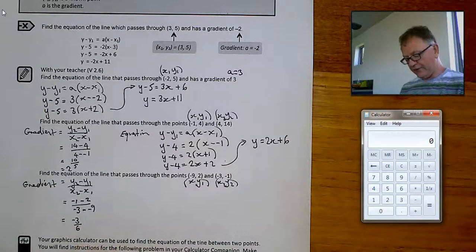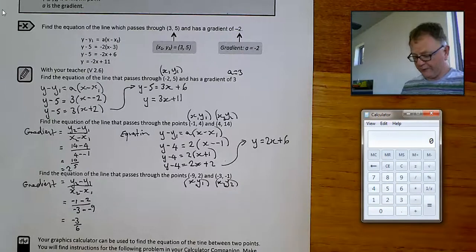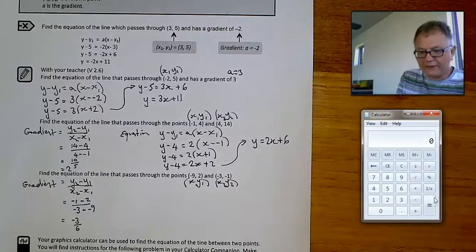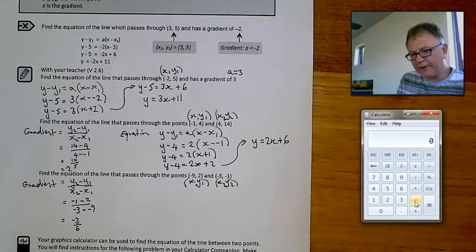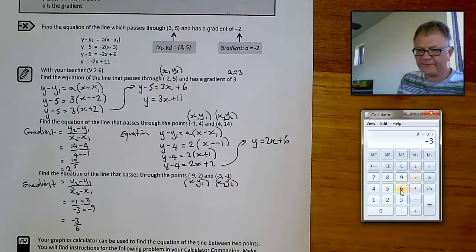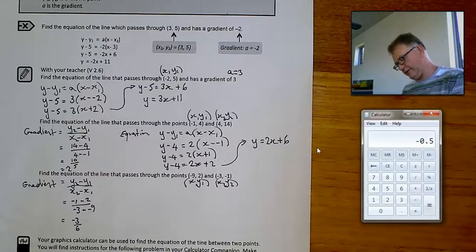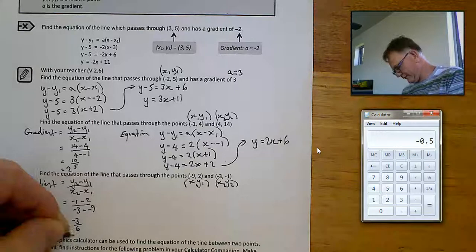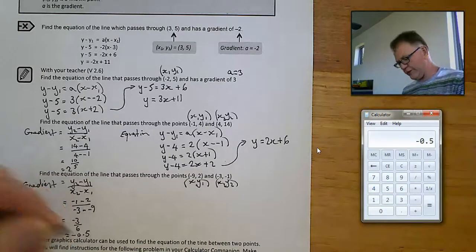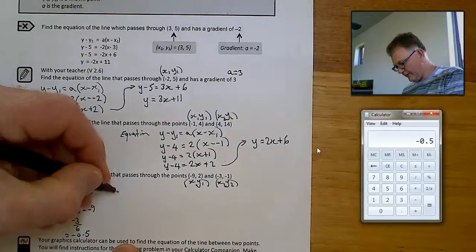You could work this out on your calculator at this stage if you wanted to, because it's not looking that friendly, or maybe not too bad. But we've got -3 divided by 6. And the answer is -0.5, which is the gradient. We can work with that. We can find out its equation.